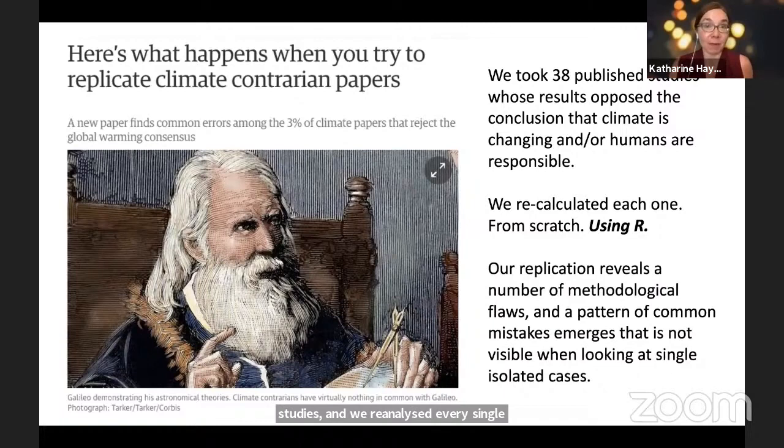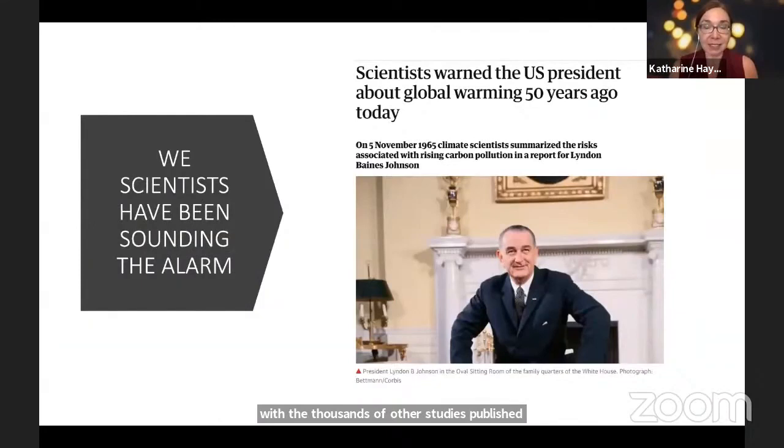Sometimes it would be a mathematical error or a calculation error. Sometimes it would be a false assumption or an important factor that was left out. But every single study had at least one error that, when corrected, brought that study into line with the thousands of other studies that have been published in the last 200 years, showing that climate is changing and, yes, humans are responsible. Because of the data analysis that scientists have been doing for decades and even centuries, it was 1965 when scientists were confident enough that climate was changing, humans were responsible, and the impacts were bad to warn a U.S. president. That president was Lyndon B. Johnson.